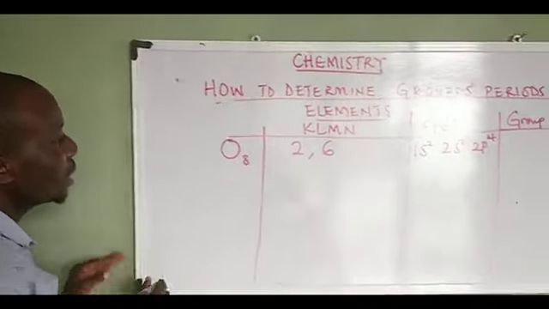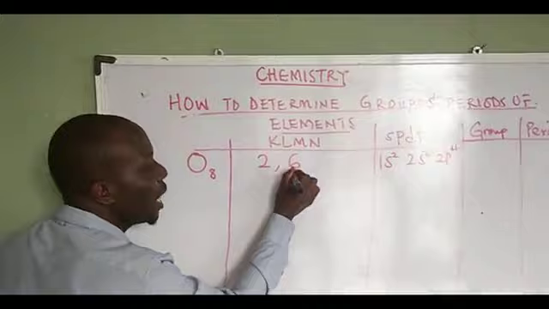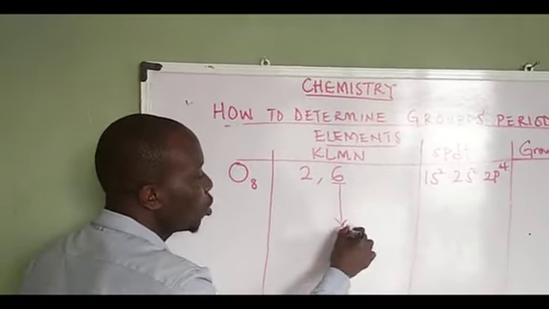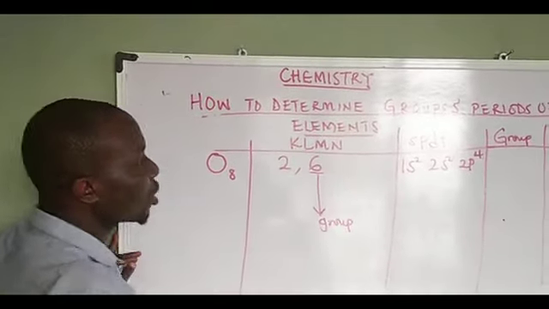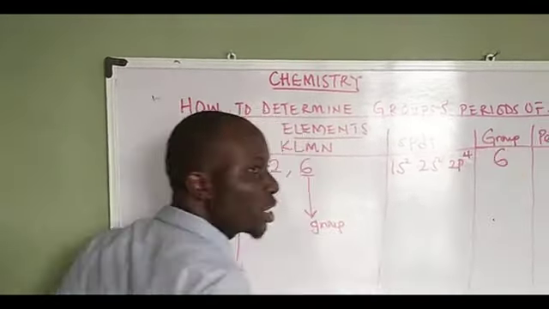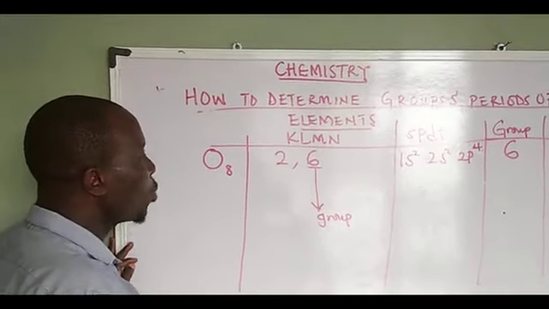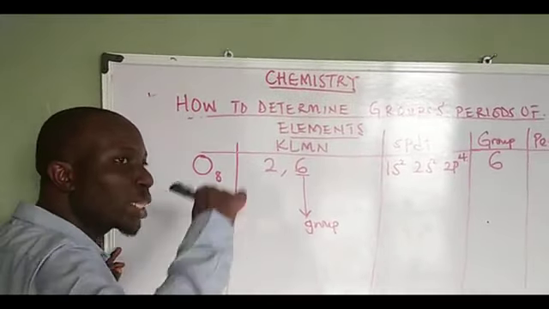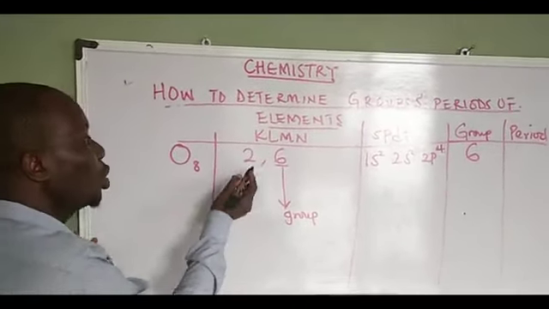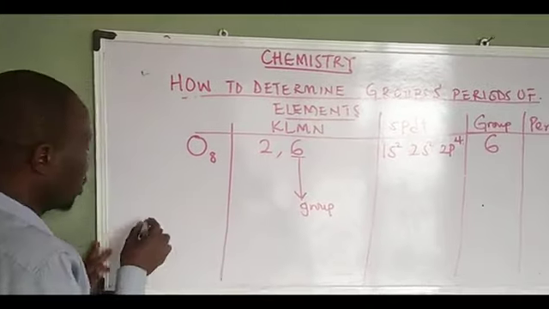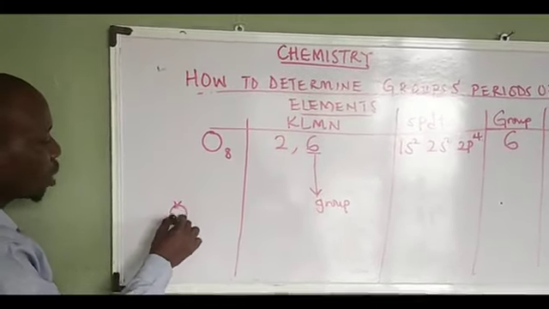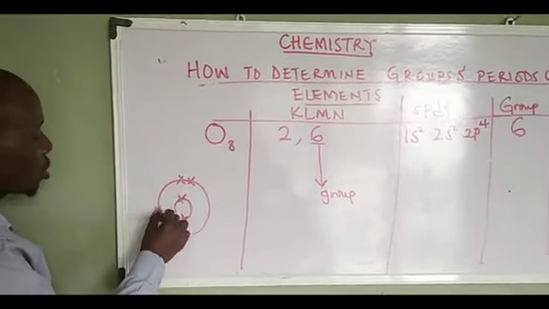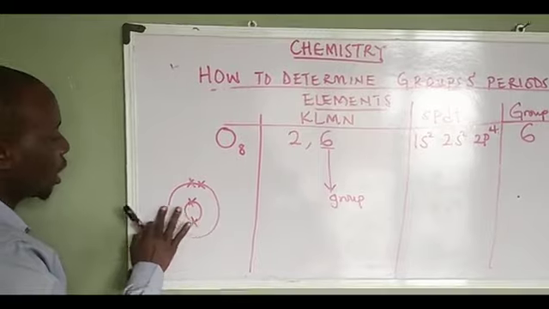Now, the valence shell electron here is 6. This represents the group, meaning that oxygen belongs to group 6. What do we mean by valence shell electron? Valence shell electron means outermost shell electron. If you want to arrange this on shells, we are going to put 2 electrons in the first shell. We'll put 6 electrons in the second shell.